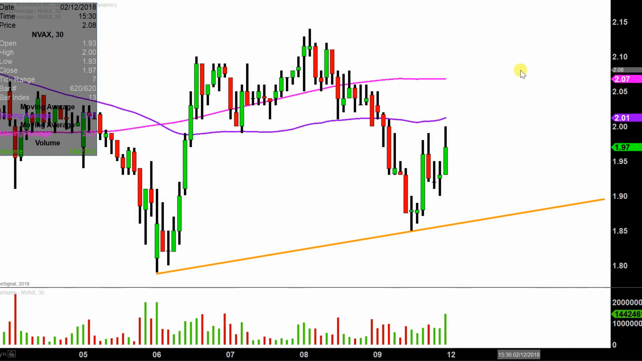As I've shown, the bulls are quietly and methodically working their way upwards, and as long as the price stays above that orange trend line, that's what you want to see.